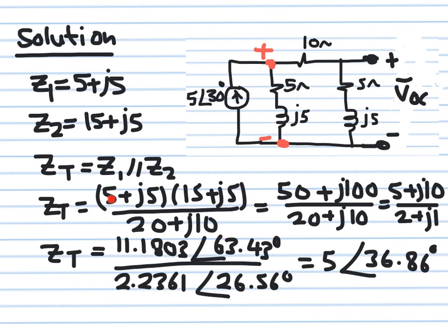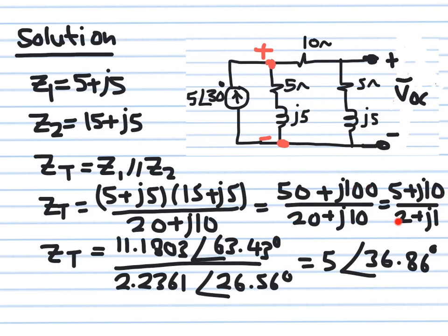So 5 plus J5 in parallel with 15 plus J5. I did this multiplication in more detail. 5 by 15 gives 75, minus 25, so you have 50 real. This gives J75 plus J25, which is J100. In the denominator we have 20 plus J10. We can eliminate 10 from numerator and denominator to make the numbers a little simpler. So this becomes 5 plus J10.